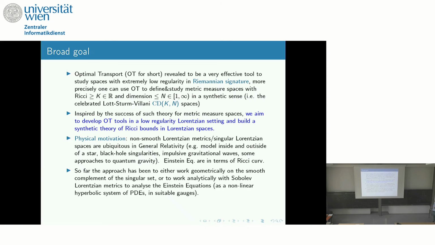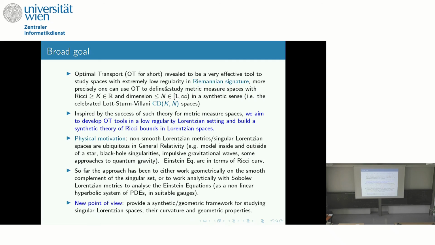So there have been basically two approaches. One is the one, say, of Penrose and Hawking, which is to work geometrically on the complement of the singular set. So just using classical tools of differential geometry and global differential geometry, and this gave beautiful results, these singularity theorems. Or there is an analytic approach, to work with Sobolev Lorentzian metrics and analyze the Einstein equation as a nonlinear hyperbolic system of PDEs.